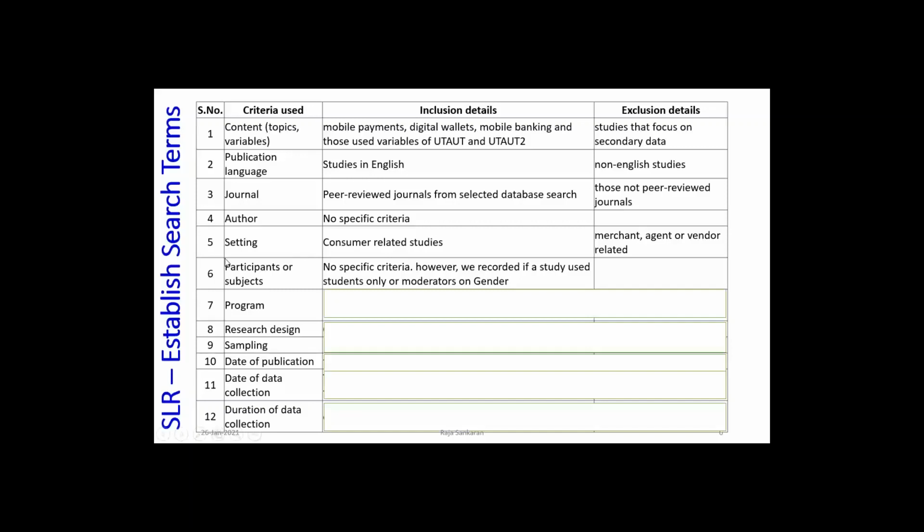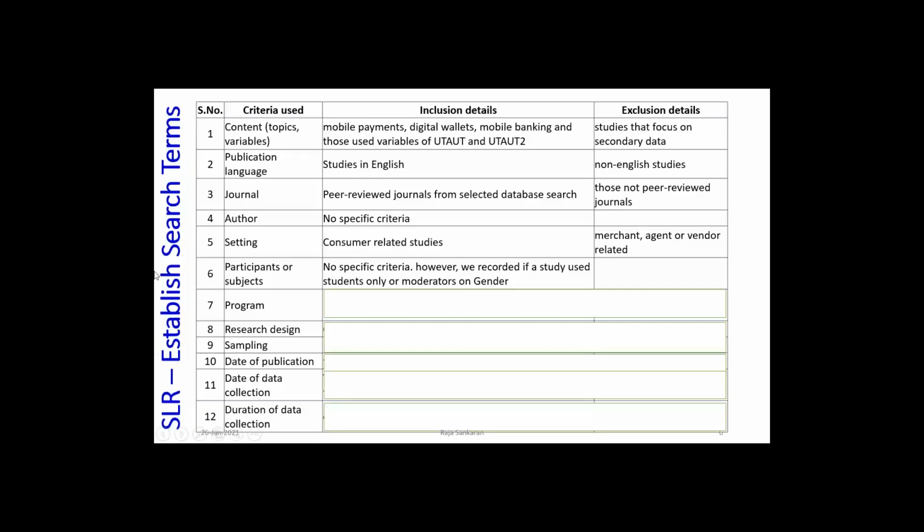When we talk about participants and subjects, cultural is one of the things which was shown in the past couple of days. So do you want to restrict based upon those only what results are? That could be one of the inclusion criteria. In exclusion, it could be those which are non-cultural aspects associated with it.